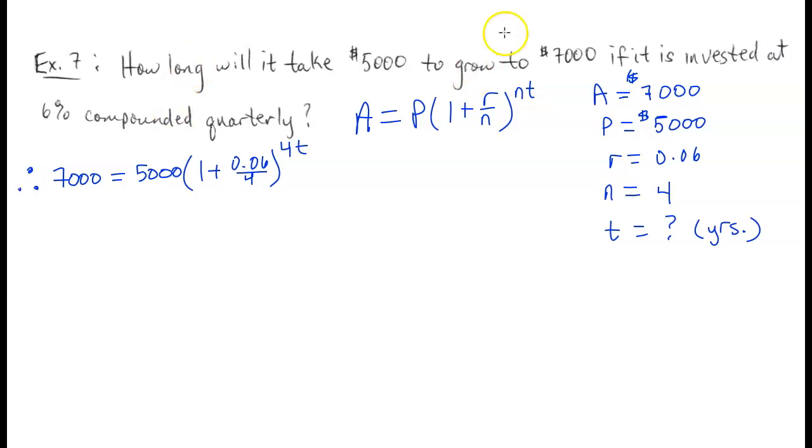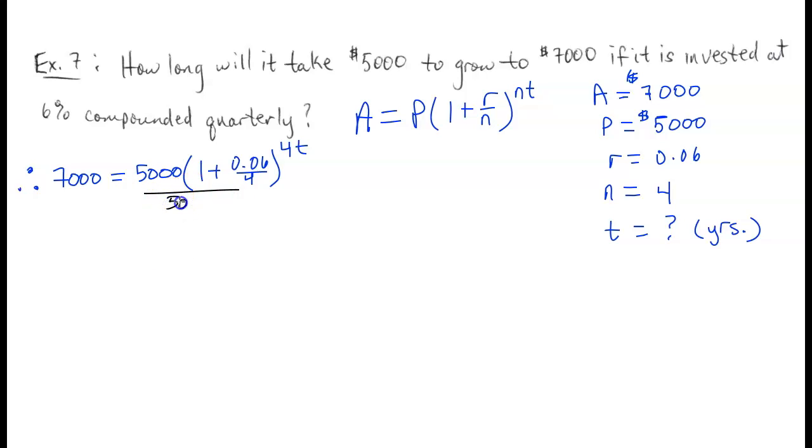So the first thing that we can do here is we eventually want to get this term, 1 plus 0.06 divided by 4, raised to 4t, by itself, okay? Because we're not going to be able to use any logarithm properties cleanly until we do that.